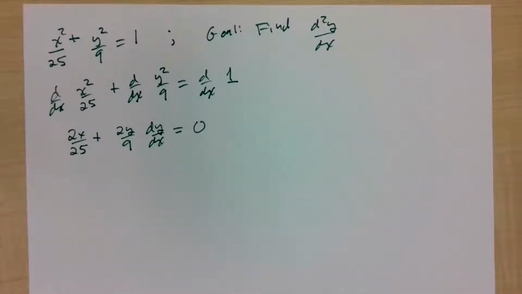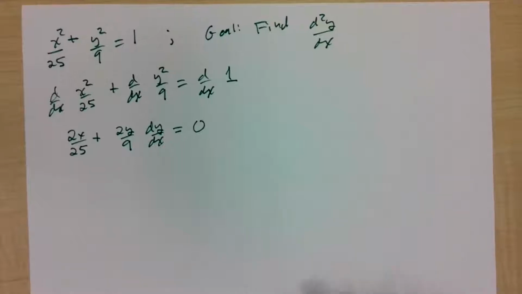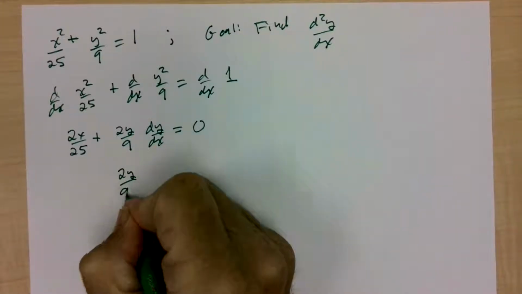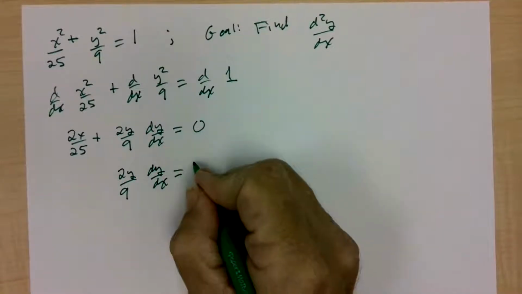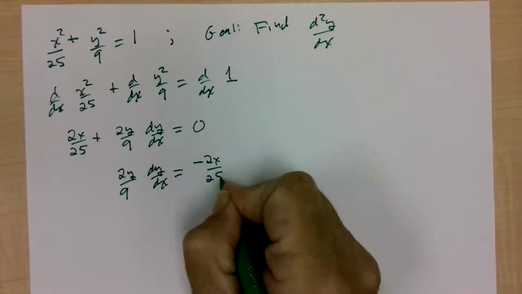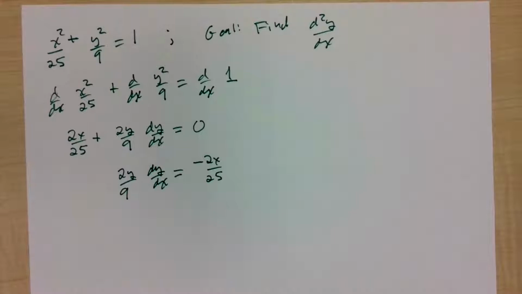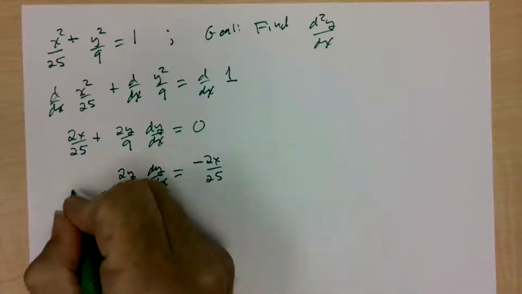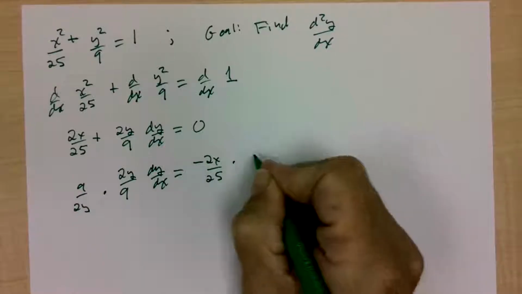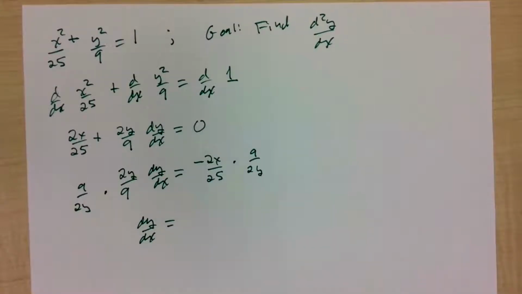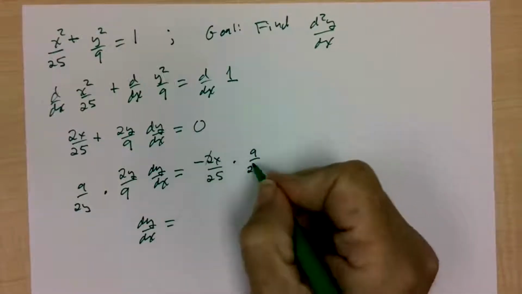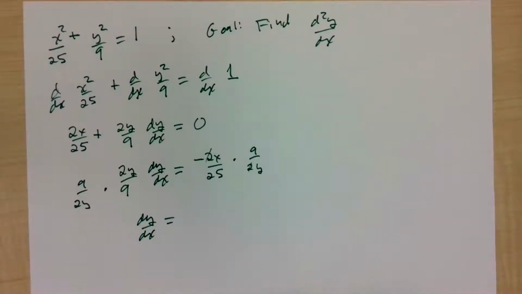We're going to need to solve for dy/dx, so let's add negative 2x over 25 to both sides. So we get 2y over 9 dy/dx equals negative 2x over 25. Now let's multiply both sides by 9 over 2y. Multiply the left side by 9 over 2y. Multiply the right side by 9 over 2y. And we get that dy/dx is what? The 2's cancel. Negative 9x over 25y.